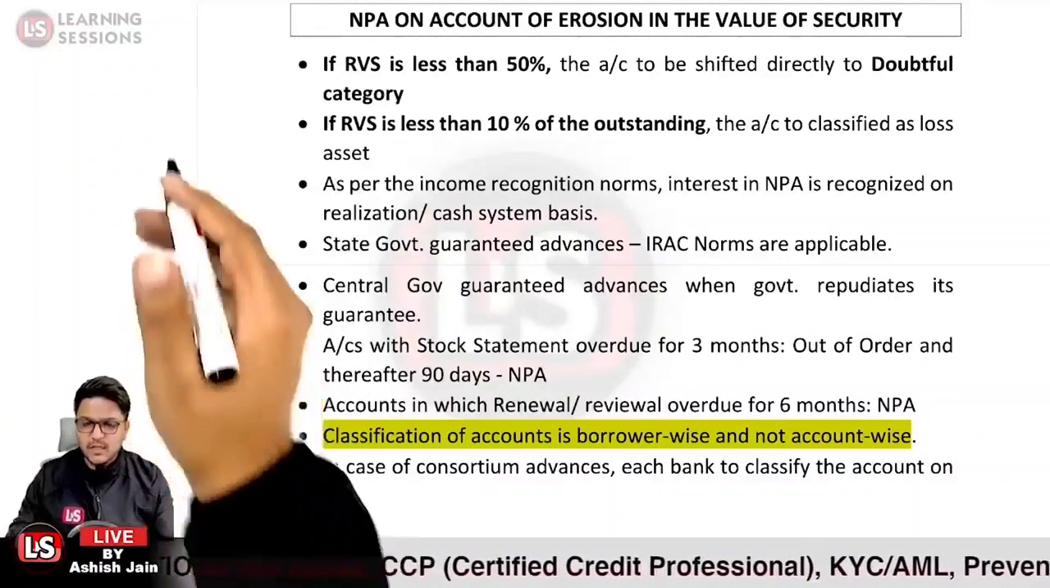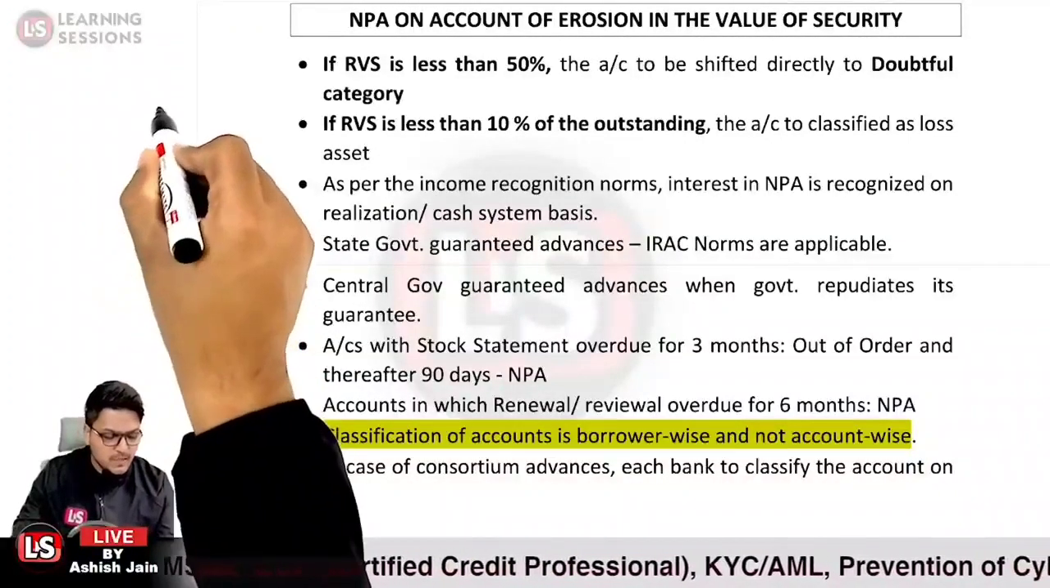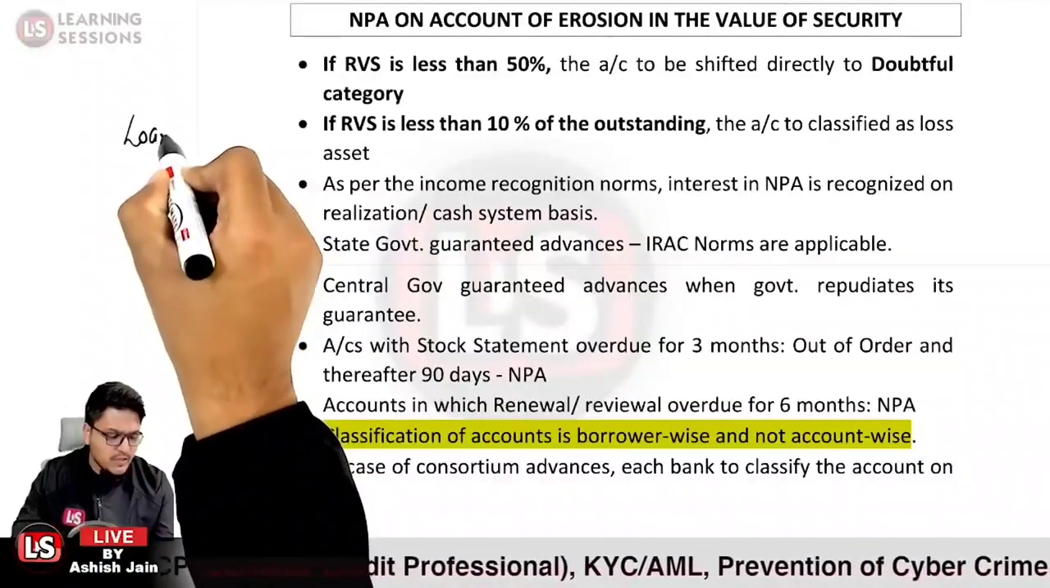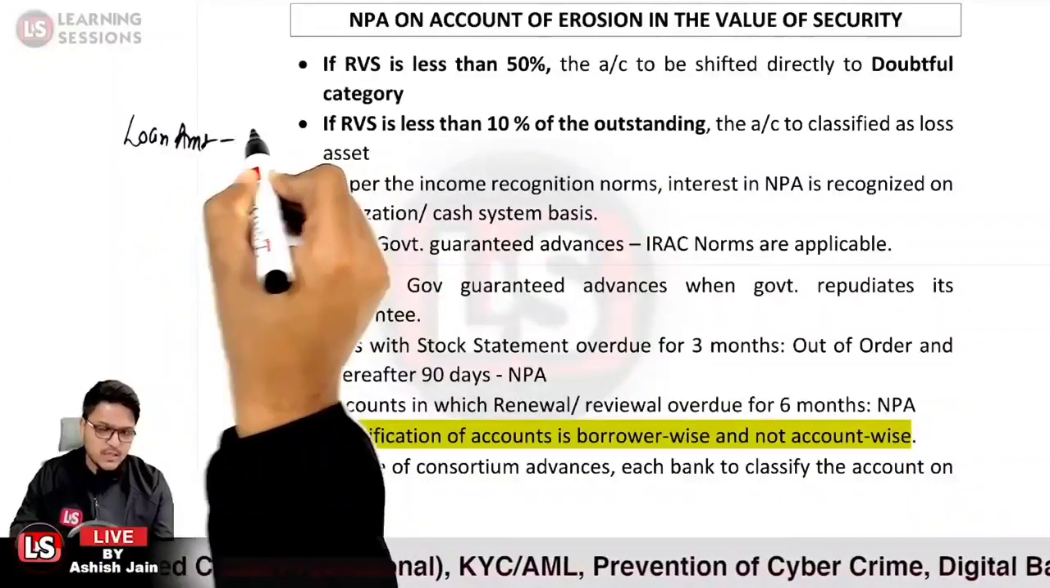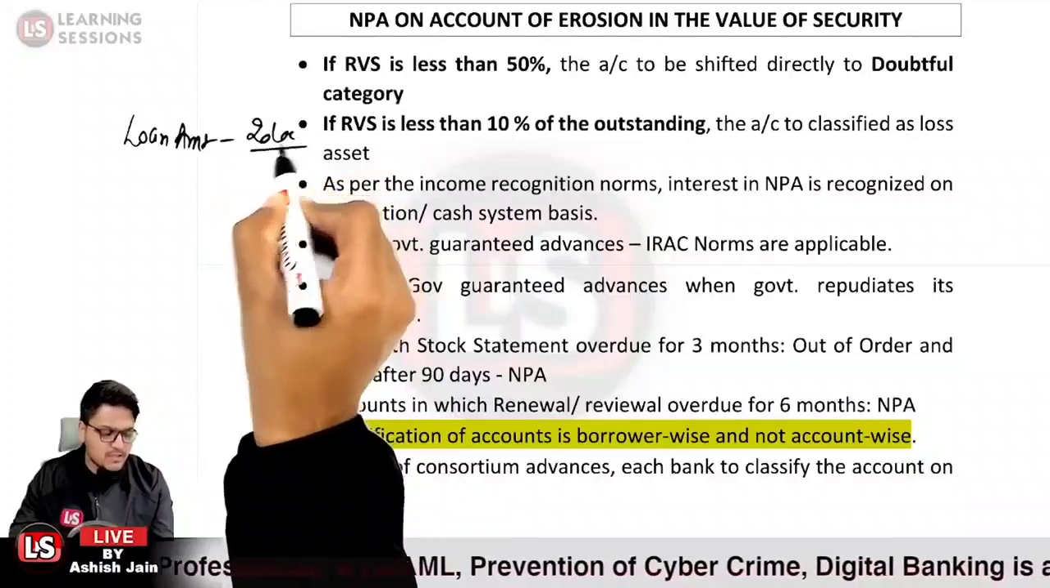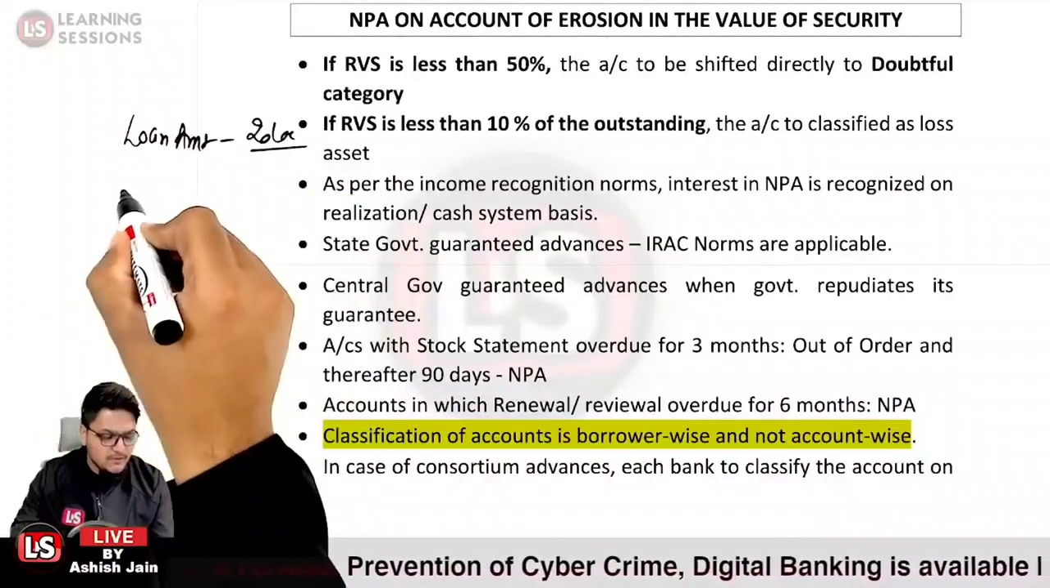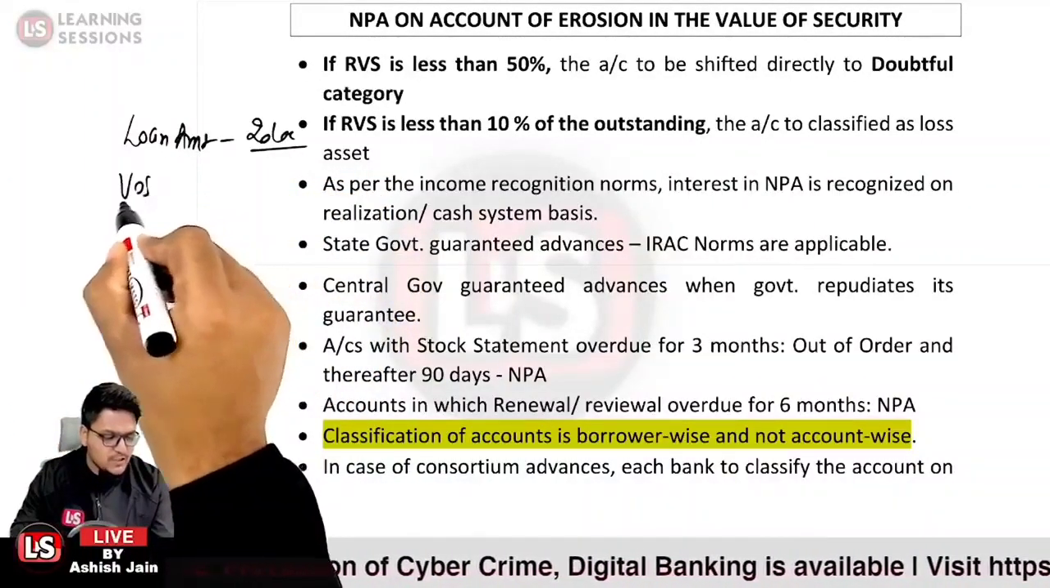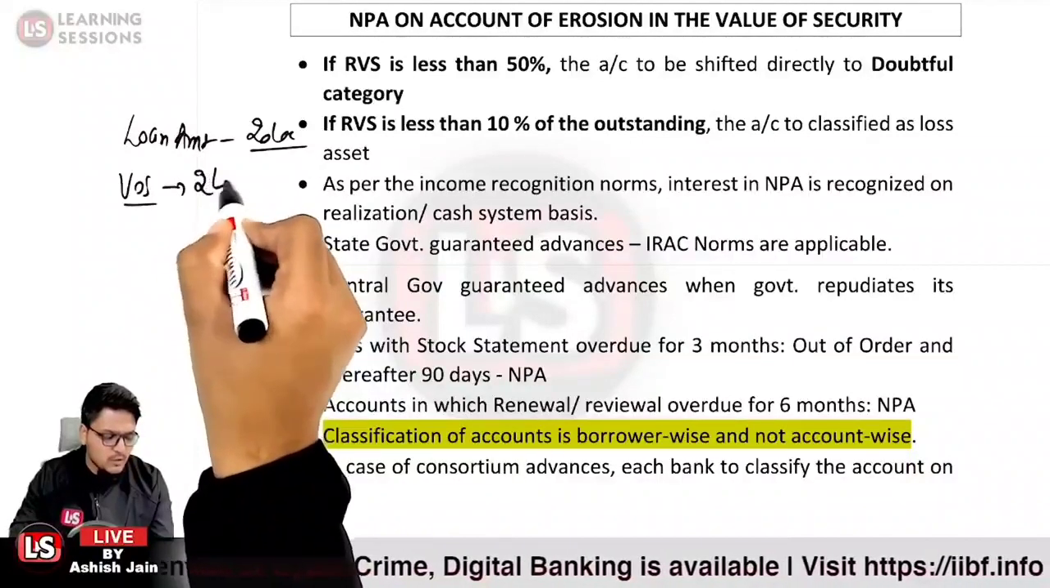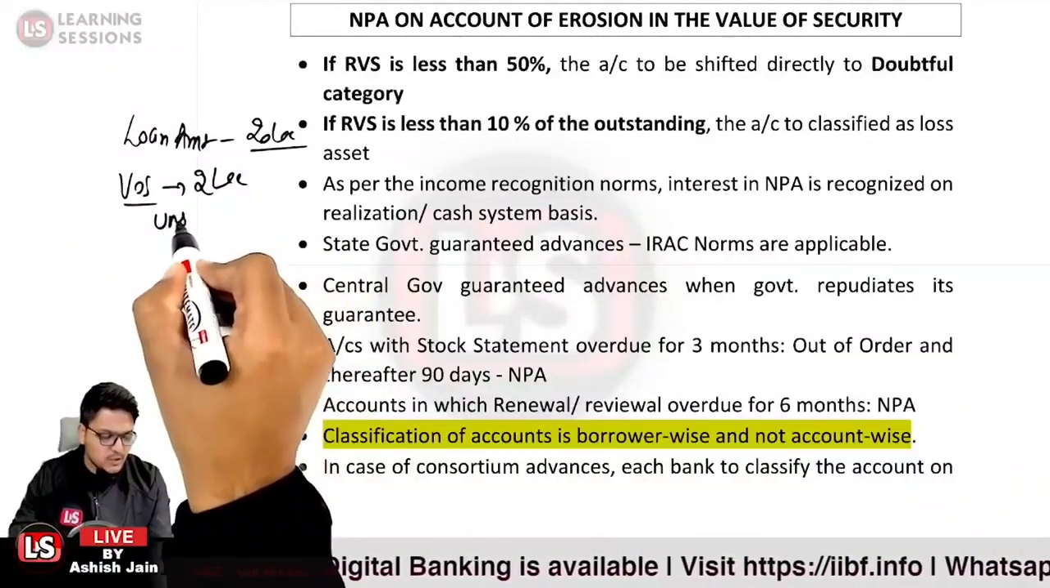Okay, let me explain the last one with an example. So the loan amount we are considering to be 20 lakh rupees. And further, we are having the value of security at the time of sanction to be 2 lakh rupees. So it is an unsecured advance.